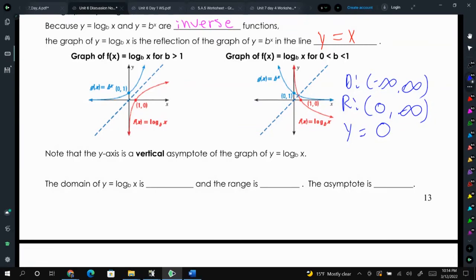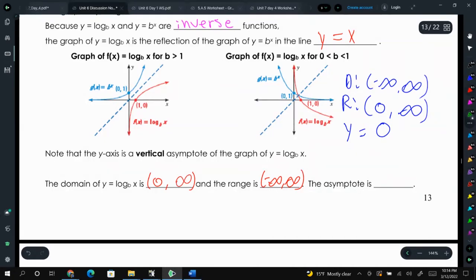Now, if we're switching the x and y, because these are inverses of each other, what that means is that your domain is now 0, comma infinity. And your range is now negative infinity, comma infinity. And instead of your asymptote being y equals 0, it is x equals 0. So we're using that idea of inverses to help us build background knowledge for logarithmic functions.